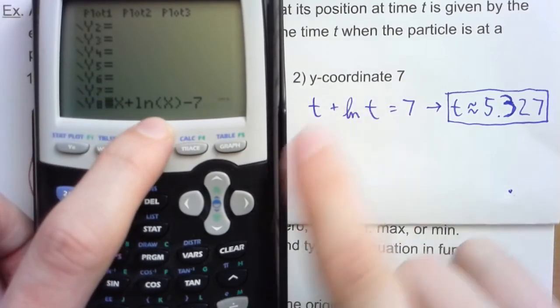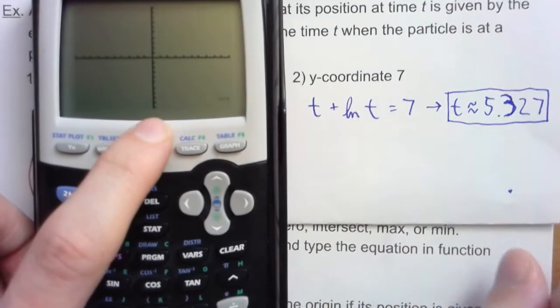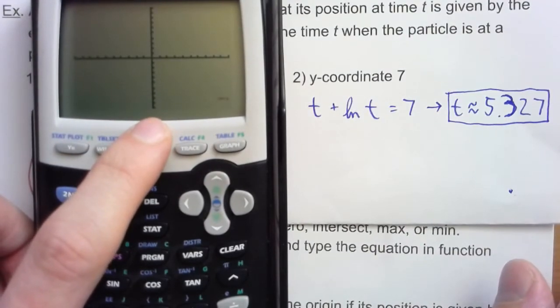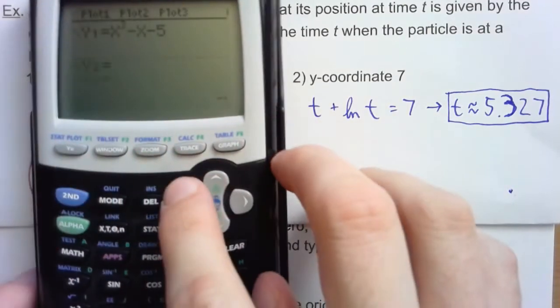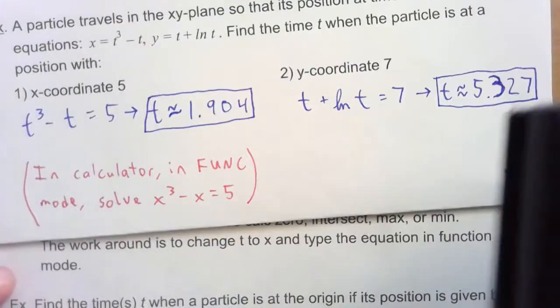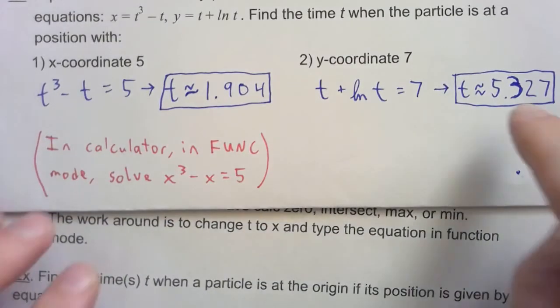And then once you've got that right there, you can just do calc 0. And if you do, let's see, I've got that turned off now. Well, anyway, you get the idea. Once you graph it, you can do calc 0. Calc 0 will give you that answer right there.